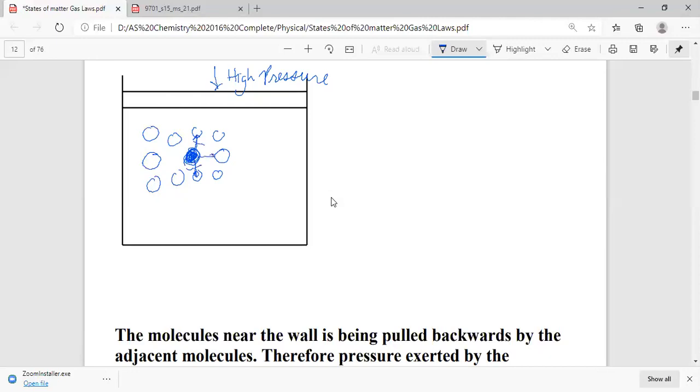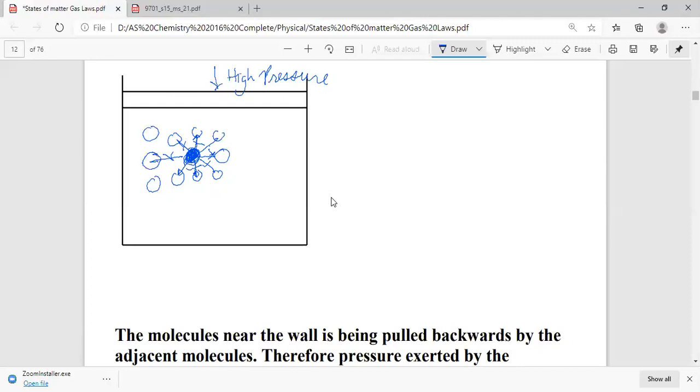This will attract here, this will attract here, so cancel. This will attract here, this will attract here, cancel. This will attract here, this will attract here, cancel. That means there's no intermolecular force for this gas because all the forces of attraction cancel each other. So you can say that for the molecules or gases inside, before it reaches here.